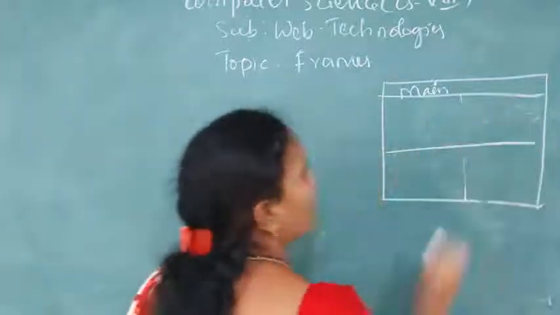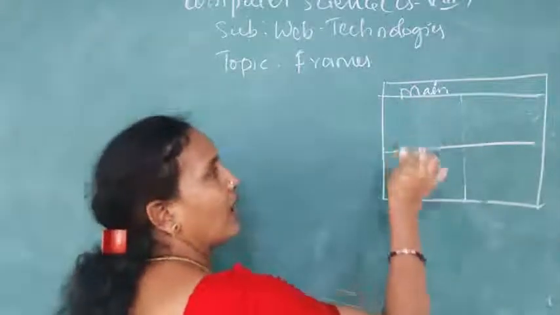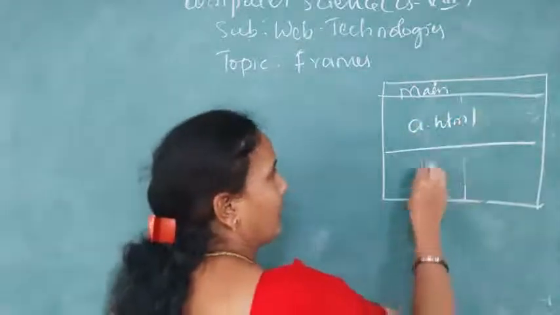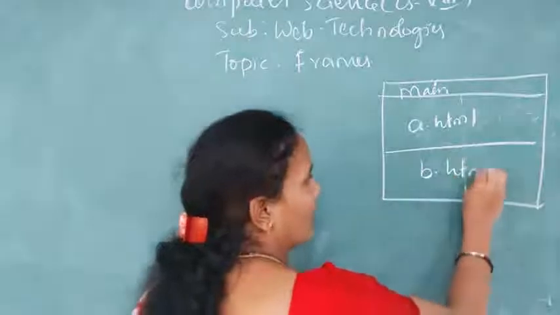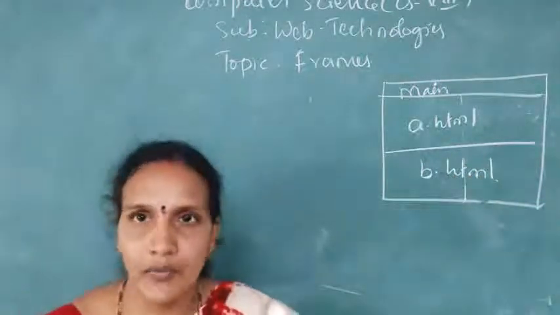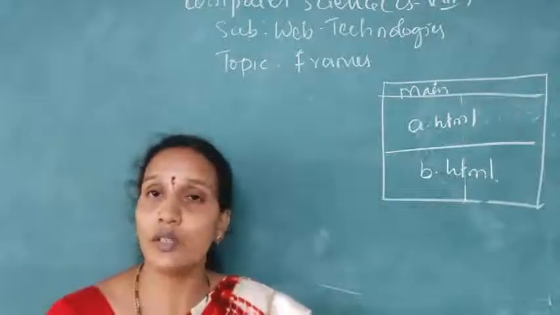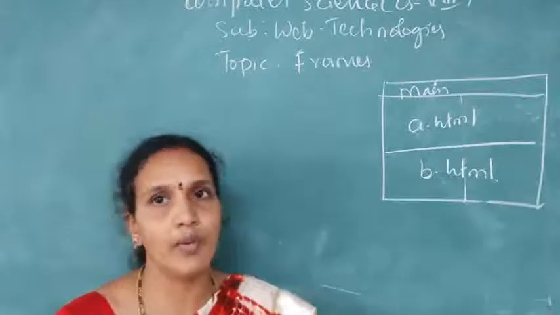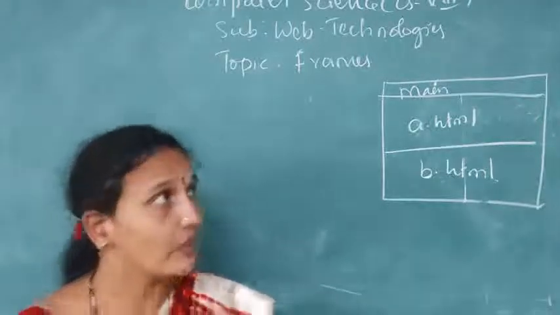2 rows. In this row, I want to execute the a.html file, and here I want to execute b.html. What output is in those files doesn't matter. What I want to do is execute those files. I want to include the 2 files in my process. Now I write the code.